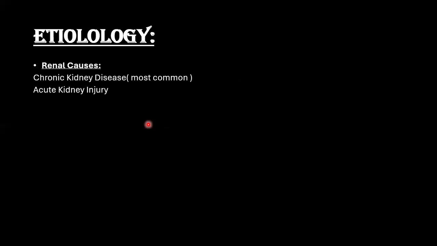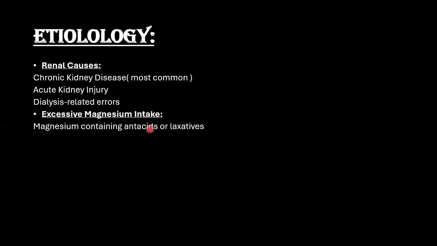Then we'll move on to the etiology of hypermagnesemia. First are the renal causes. Chronic kidney disease is the most common cause. Then comes acute kidney injury. Then dialysis related errors. Second will be excessive magnesium intake in the form of magnesium containing antacids or laxatives.